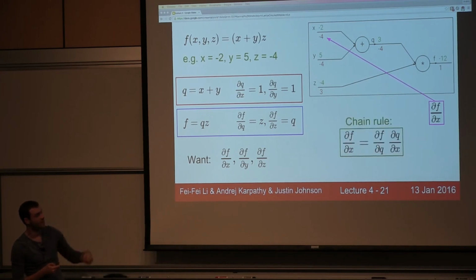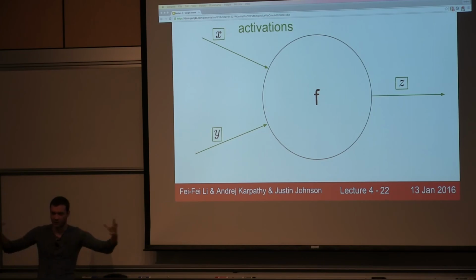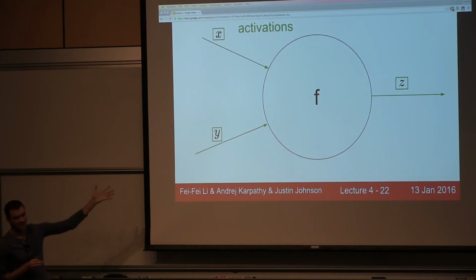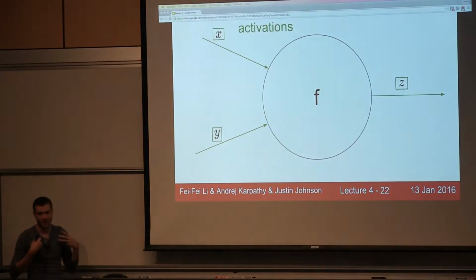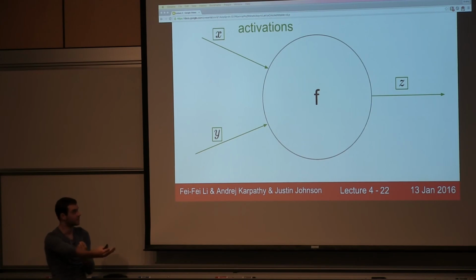So you take -4 times 1 and that gives you -1, okay? So the way this works, to generalize a bit from this example, and the way to think about it is as follows. You are a gate embedded in a circuit, and this is a very large computational graph or circuit. You receive some inputs, some particular numbers x and y, and you perform some operation f on them and compute some output z.